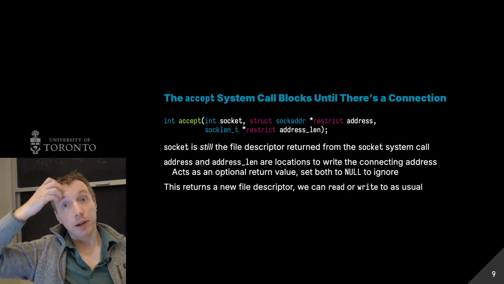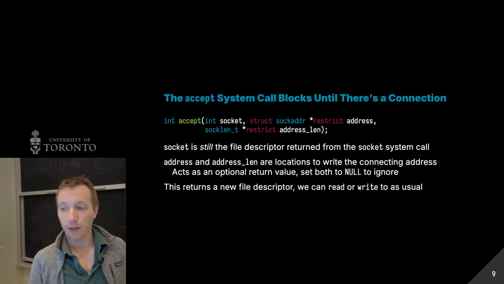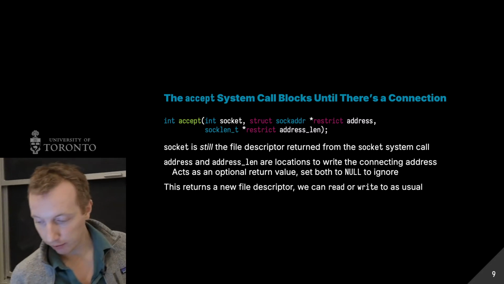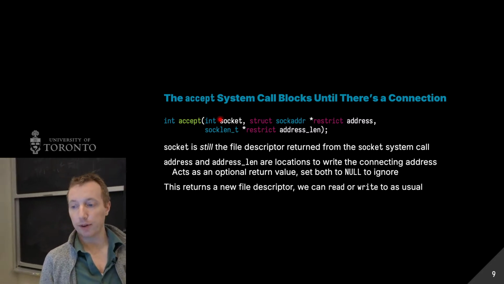So the last one is the accept system call that blocks. So this is a blocking system call that blocks on the socket here until there's a connection.